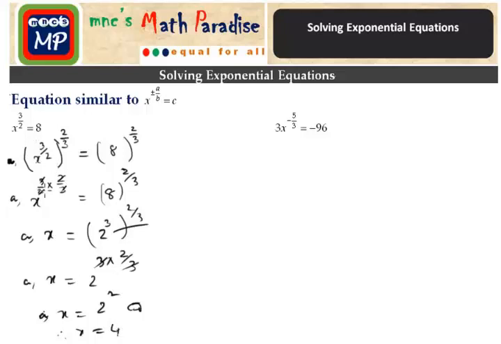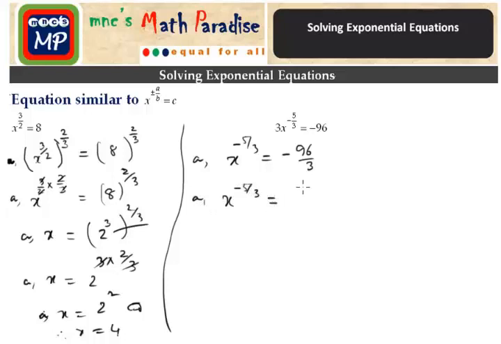So this approach is pretty straightforward and simple compared to the approach we learned last time using all the index laws step by step. Let us do this one as well: 3x to the power -5/3. First we will make x alone. So x to the power -5/3 equals -96/3. Therefore x to the power -5/3 equals -32.